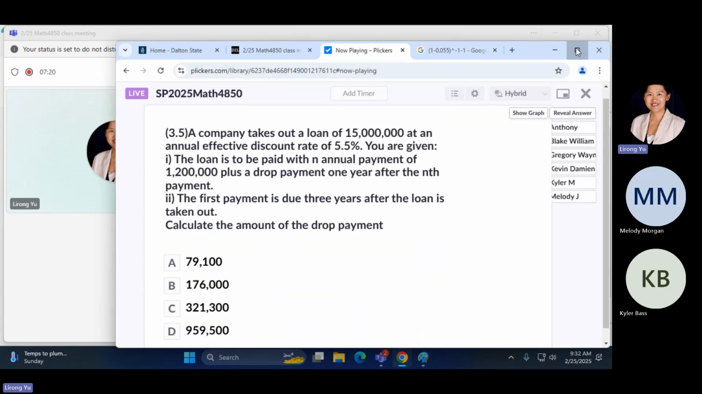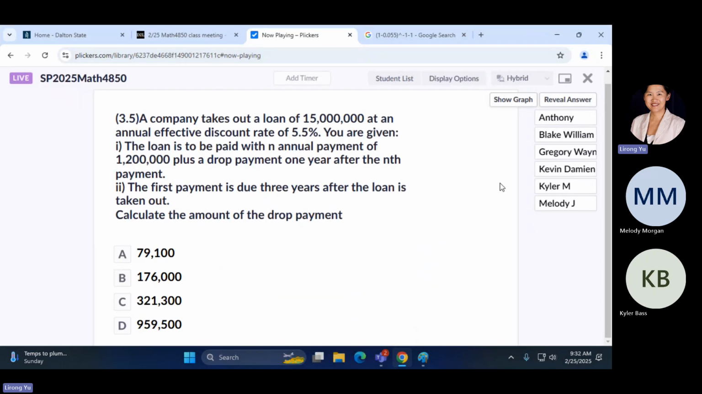I was pulling this out of the actuarial science exam questions to see if we're able to calculate the answer from this. This is one of the questions from section 3.5 about deferred annuity. So here we have N payments, an annual payment of 1,200,000 per year, for a loan of 15 million.